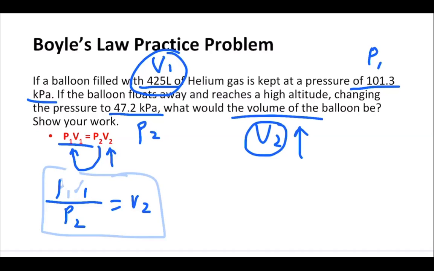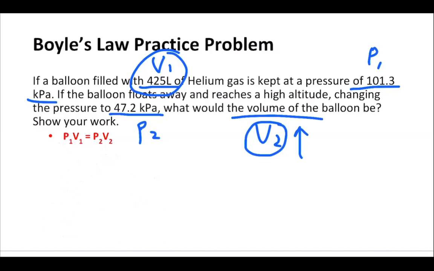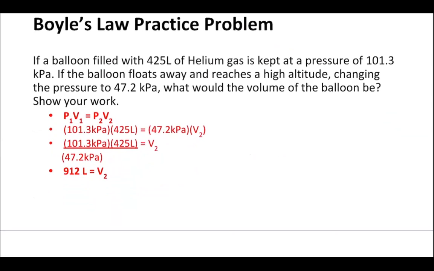I don't tend to work that way, but you can do however you want, whatever works for you. I like to kind of plug in the numbers and then go from there. And so for me, that would be like this. Here's the pressure, P1 and V1. We know those multiplied by each other are equal to the second pressure times our unknown volume. And like I showed you there, we're just going to divide both sides by that pressure. So I just brought 47.2 over here as a fraction. And so you just need to solve that. 101.3 times 425 divided by 47.2. Use a calculator. You should get something like 912 liters.